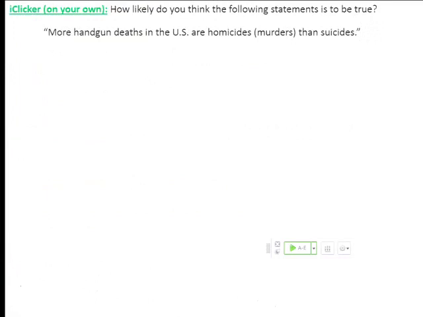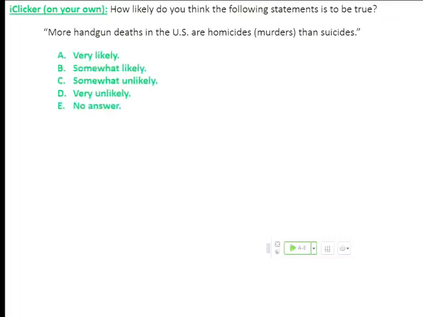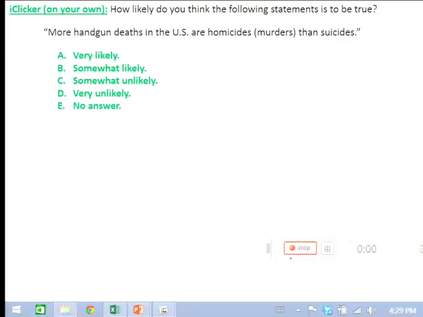How likely do you think the following statement is to be true? The statement is, more handgun deaths in the U.S. are homicides, i.e. murders, than suicides. Okay? I think that's very likely, somewhat unlikely, very unlikely. Do not think about it too hard. Go. Come on. 5, 4, 3, 2, 1-ish.